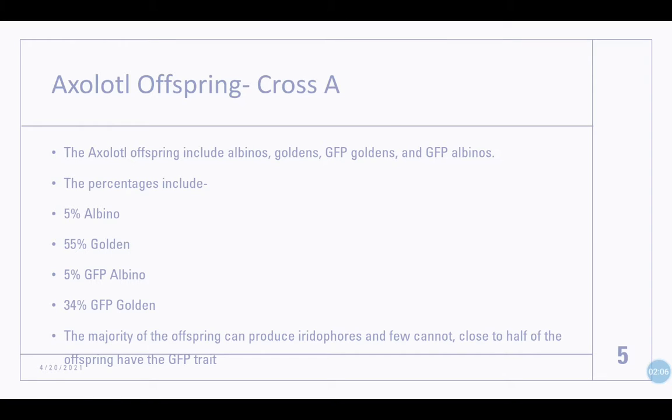So the majority of the offspring can produce iridophores and only a few cannot. Close to half of the offspring have a GFP trait. So it's like 84% to 10% or 16% for the golden to albino ratio, and like 38% to 60% for the GFP ratio.